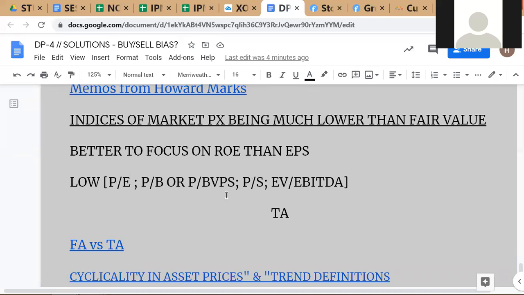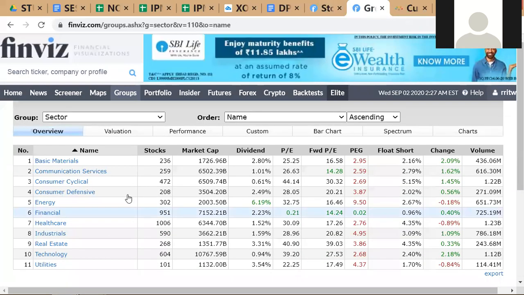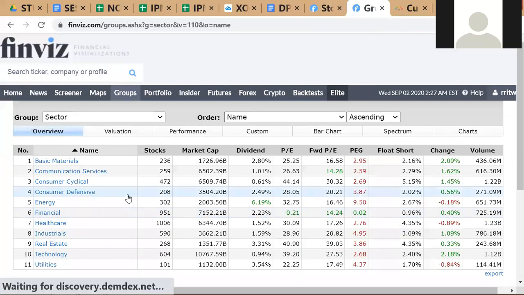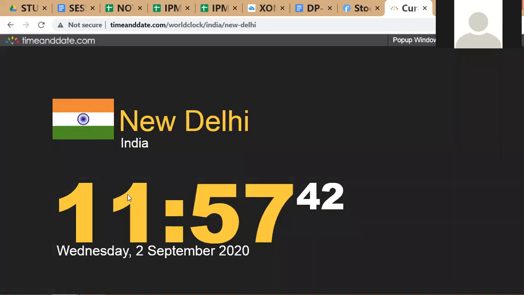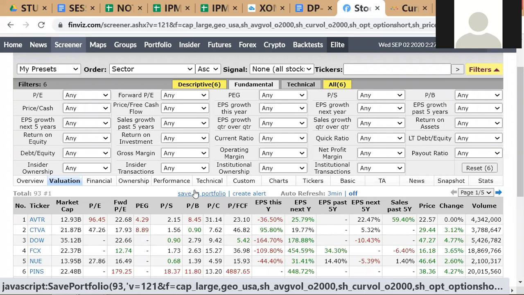So that's the basic idea. These are all basic metrics of good value, which means value is much higher than the market price. This is what you would do as a value investor. I was just showing you how I came to these selections. I can cut this screen off now. Let's come back to this.